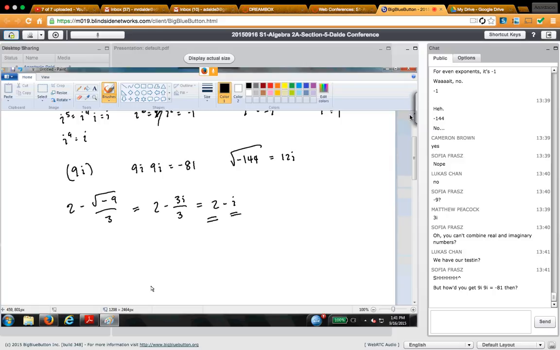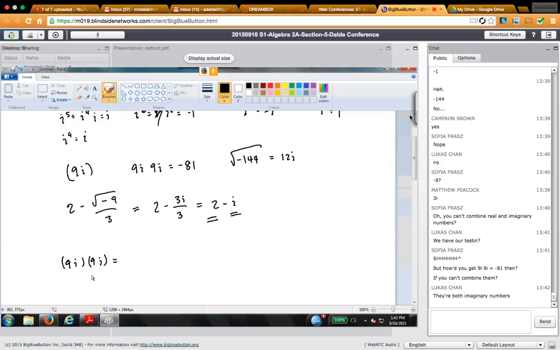But how did I get 9i times 9i equals -81? That's what Sophia's saying. Well, let's go over that again. 9i times 9i is equal to, the 9 times 9 is 81. We're not afraid of that. The i times i, that's -1, so that's the -81.